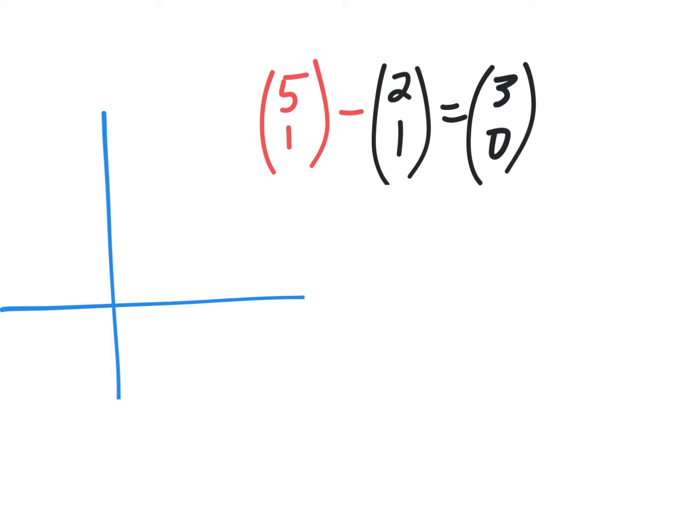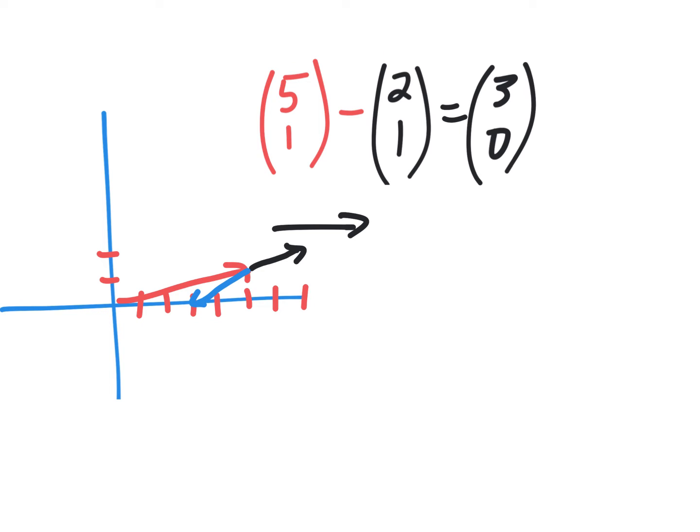Well, it'd be a resultant that would be going 3 to the right, but not up and down at all. So it kind of looks like this at the end. I'm going to actually draw it to make sure I get that. If I go over 5 and up 1, put a dot there, that is my first vector. And I subtract (2, 1). Normally, (2, 1) would go 2 more to the right and up 1 more. But this is not normal. This is going the other way, 2 back this way and down 1.